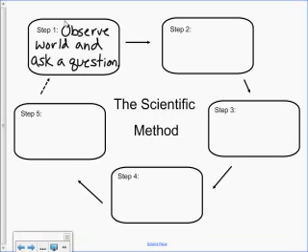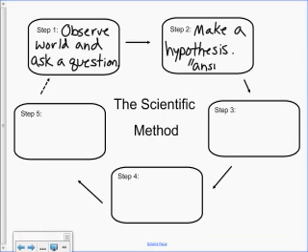And then after that, you might go, well, what are some possible answers to that? Right, and that's when you're going to do step number 2. You're going to make a hypothesis. Right, and your hypothesis is basically what you think the answer to your question is. It may be right, it may be wrong. You're going to do an experiment to find out what that is.